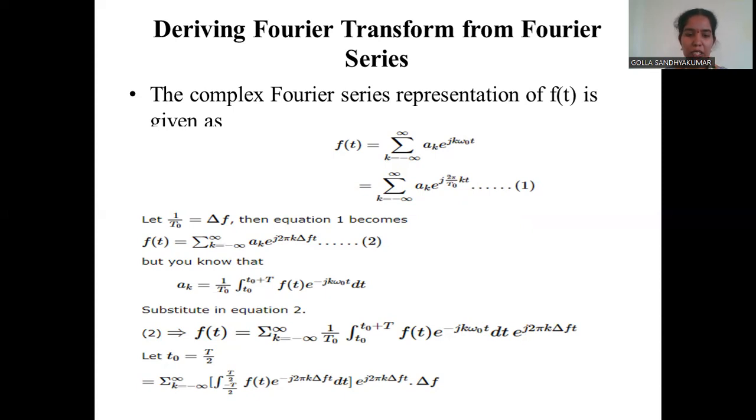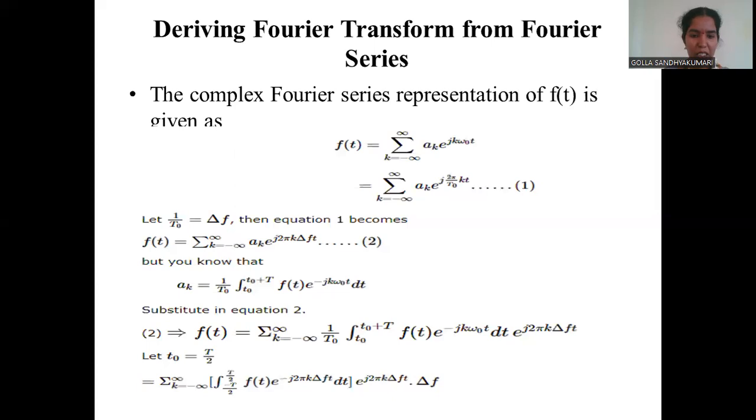Then we can get the coefficient a_k = 1/T_0 integration from t_0 to t_0 plus T, which is the time period, of f(t) e^(-j k omega_0 t) dt. Here a represents the coefficient value of a signal. These are the a coefficients of a signal. To analyze the overall Fourier transform of a signal, these particular coefficients play a crucial role.